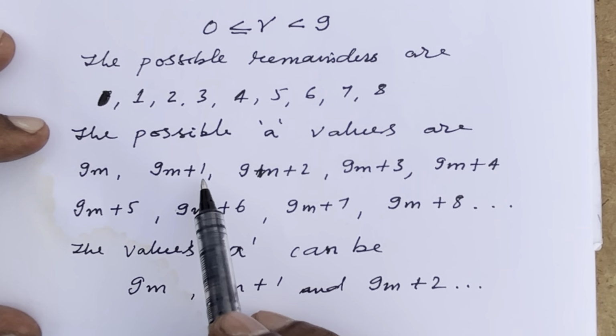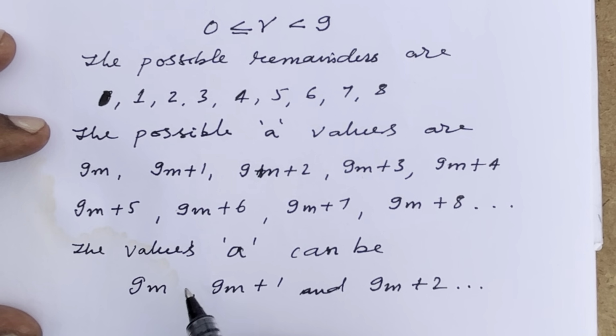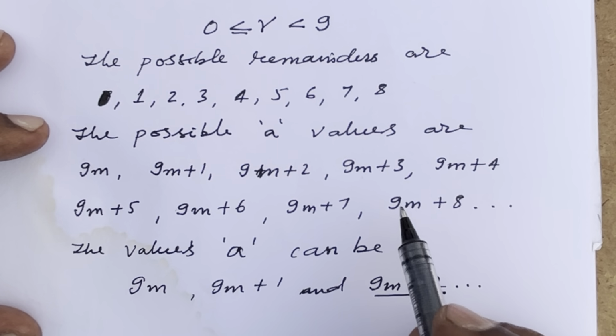That means 1 cube is 1, 0 cube is 0. So now 2 cube is 8. So the values can be applicable up to 9m plus 2. It cannot exceed more than this one.